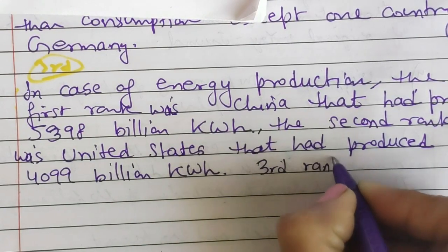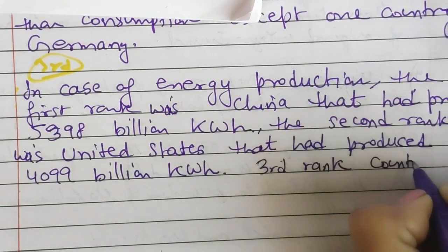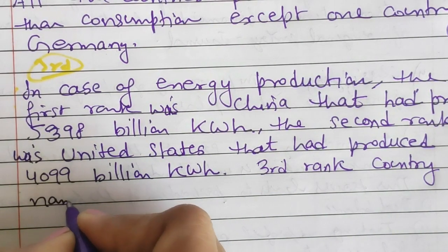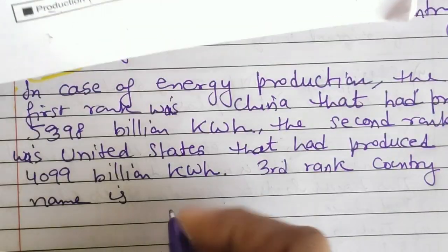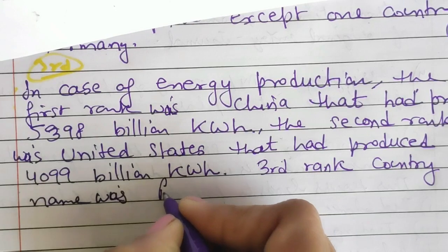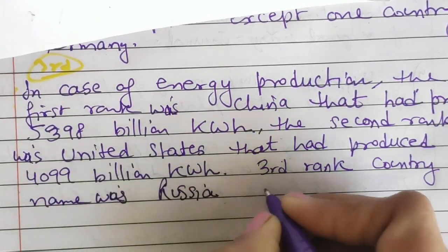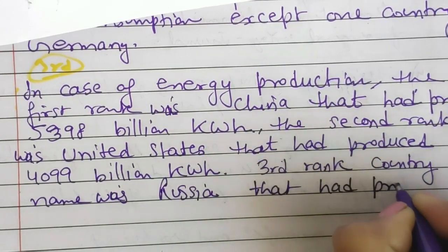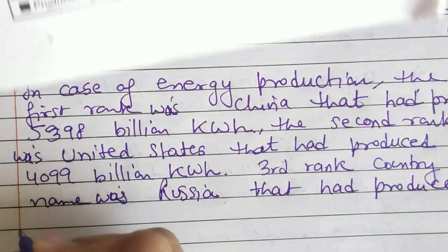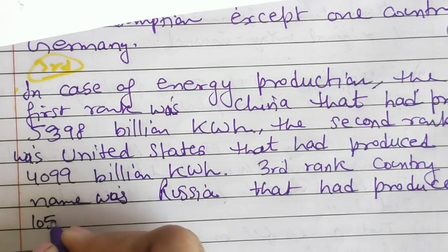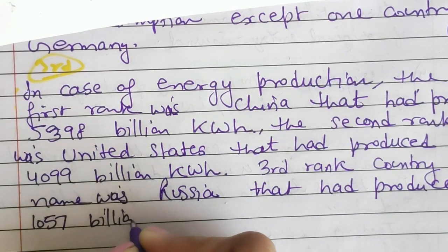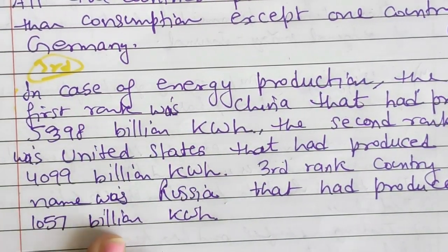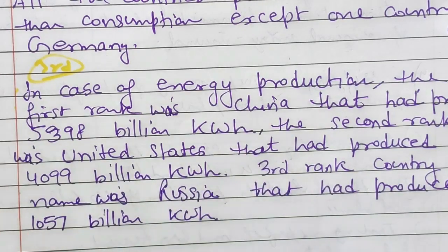Then third rank country. Change it a little: the third rank country name is Russia, was Russia, okay, Russia that had produced 1057 billion kWh. Okay. So they will write like this. So I will just write it first, then I will start the camera again, just a minute.